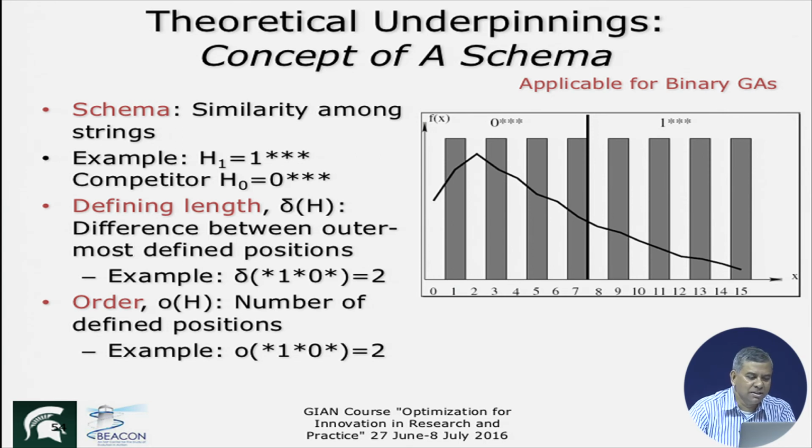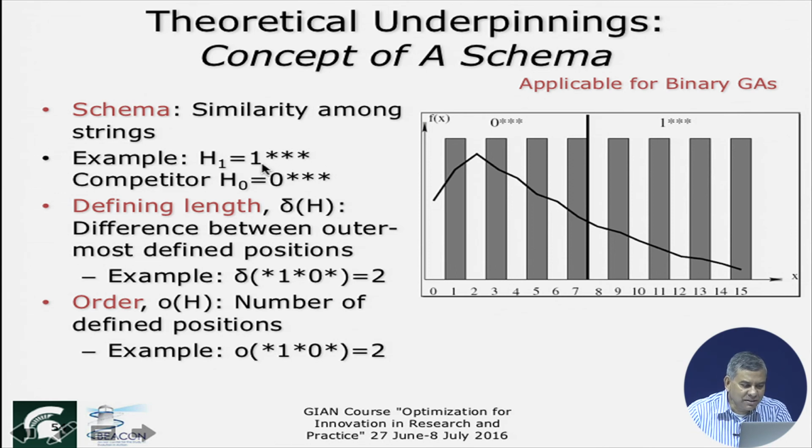So you have 1, 0, which I already told you. Its competitors are 0, 0, star, star; 0, 1, star, star; and 1, 1, star, star. So there are a total of 4 partitions when you have order 2 schemata. Now I need to define certain things with the schema. If you start with a fixed bit right from the most significant bit in a contiguous manner, it represents a contiguous space in the search space.